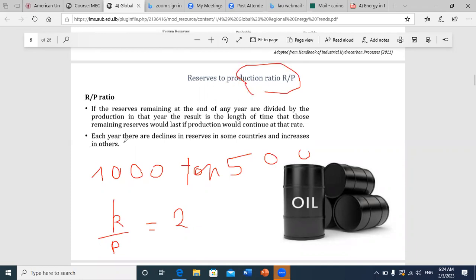So each year there are declines in reserves in some countries and increases in others. Of course, we are making the assumption, if you want, of constant production, which is not always the case. But as an acceptable assumption, we can do this to get a certain estimate of the number of years that we still have to use these resources.